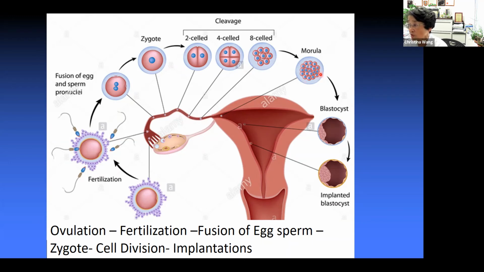When it reaches the uterus, it's already a mass of cells called the morula. Then it undergoes a transformation to form the blastocyst, where the inner cell mass is, and the blastocyst acquires fluid. This blastocyst is where implantation takes place. Once the blastocyst is implanted, it goes on to develop into an embryo. So this is the process of ovulation, fertilization, fusion of the egg, cell division, and finally implantation. I am done. Thank you so much.